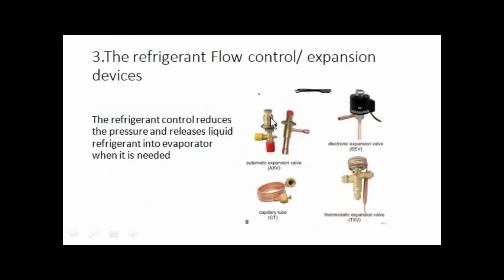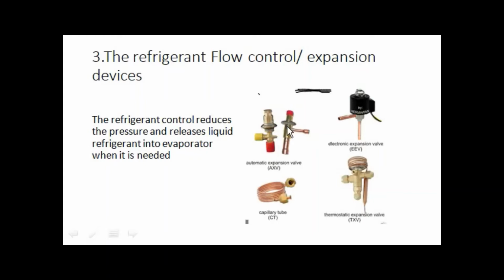After the condenser, we have what we call expansion devices, the refrigerant flow control. This expansion device controls the flow of refrigerant. The refrigerant control reduces the pressure and releases liquid refrigerant into the evaporator when it is needed. This is the function of the expansion device. Also, expansion devices are designed in different ways.